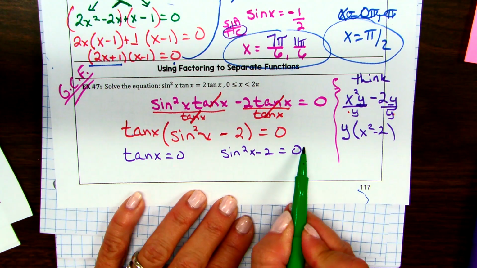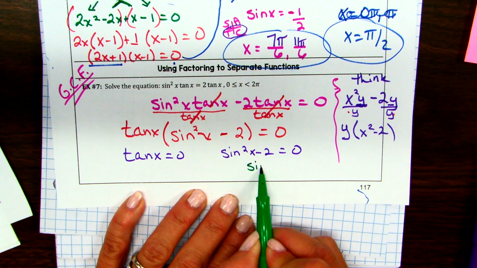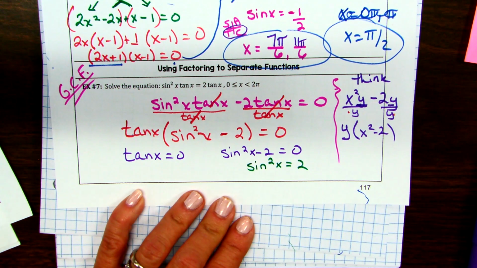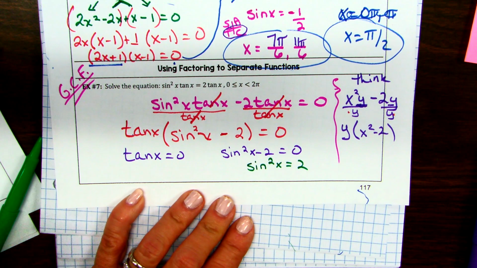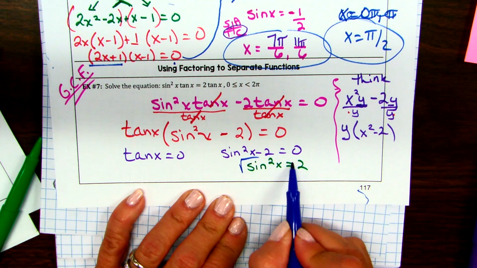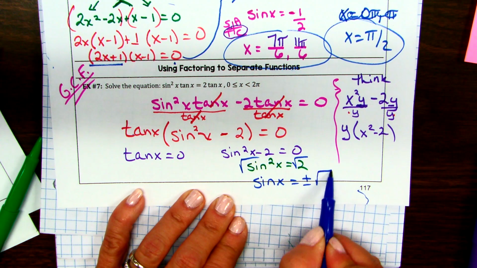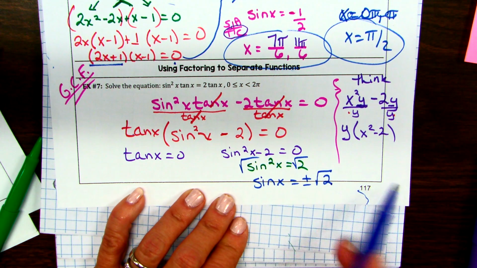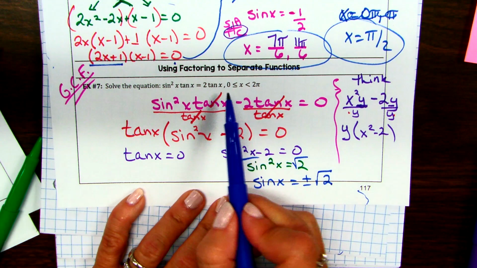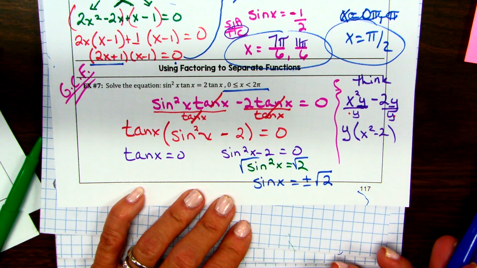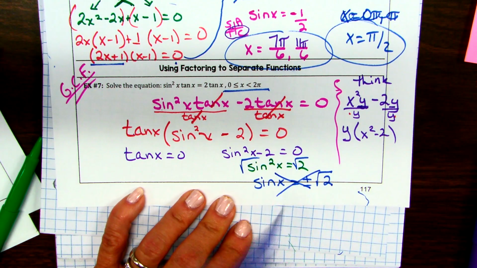This one I would have to add 2 and take the square root, right? Sine squared x, add 2 to the other side. Still have a squared there, I would get rid of it. Sine x equals plus or minus the square root of 2. Let's just deal with this one right away. Where on the unit circle do we have a sine value of square root of 2? Nowhere. Doesn't exist. It's extraneous.